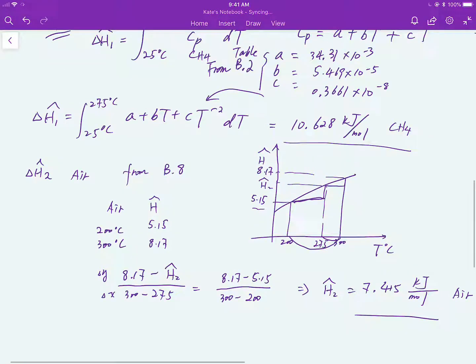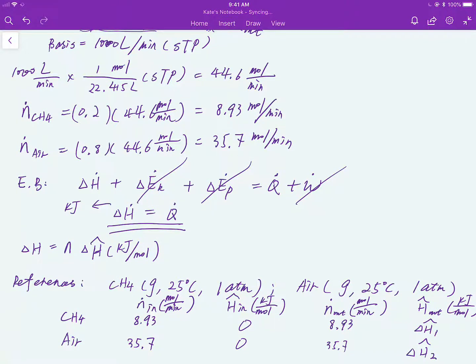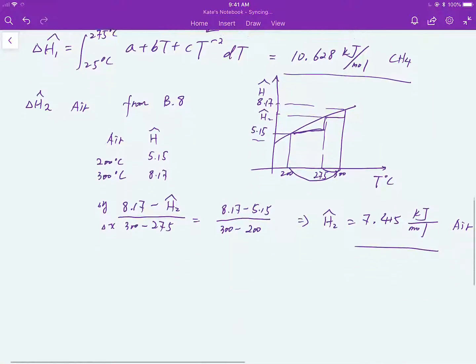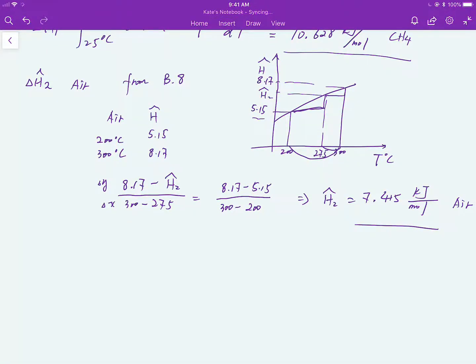Okay, next step. Go back to the energy balance equation. We had this net equation, that is change in enthalpy equal to heat, and we say that change in enthalpy equal to the sum of outlet stream mole number of each species times the specific enthalpy, minus the sum of inlet stream mole number of the species times specific enthalpy. Okay, now we can fill out this equation, substituting the numbers we just found.